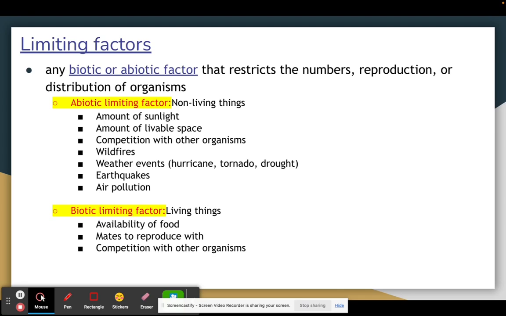Maybe there are not enough mates to reproduce with. Maybe there are more males than there are females, or vice versa. So that could also be something that would be a limiting factor. That's a biotic one. Or furthermore, competition with other organisms for things such as food or mates.